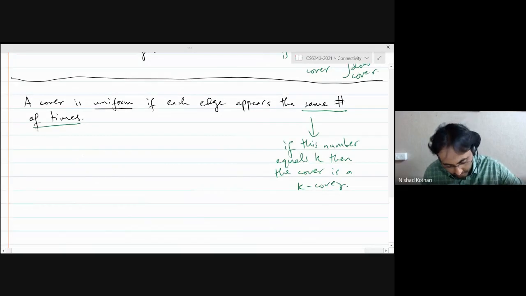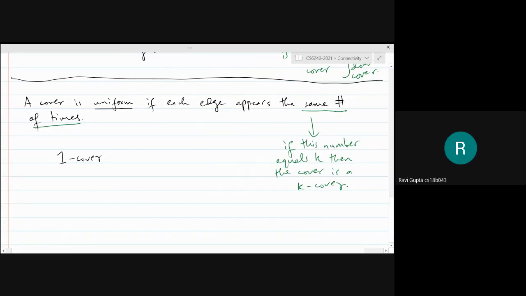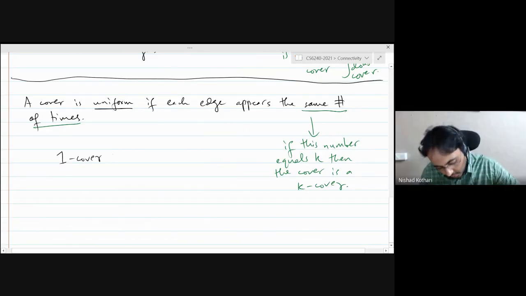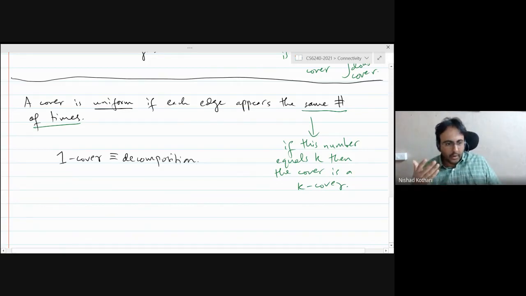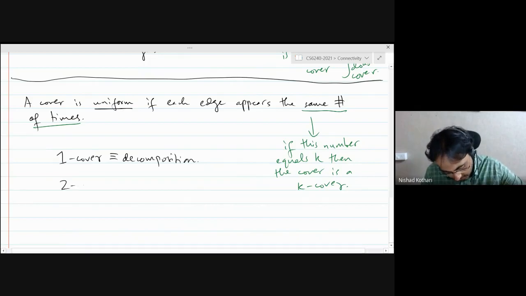So what is a one cover? Can someone tell me what is a one cover? Cycle decomposition. Exactly. A one cover is exactly a decomposition, right? So we went from decomposition, one cover, then we asked for a cover. That became too easy. You just omit cut edges from the graph, and that's your answer. So now we are going to ask for two covers. And two covers, we will call them double covers because that's how they are generally called in the literature.